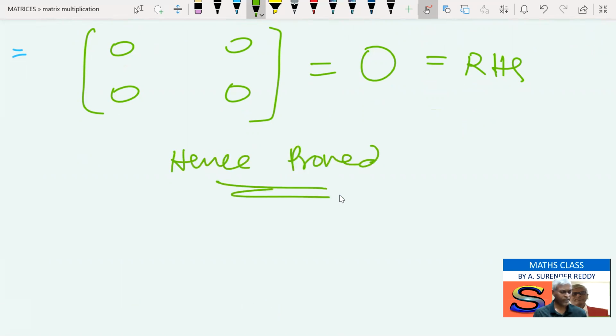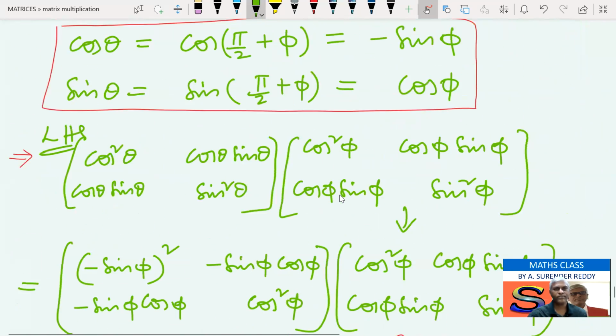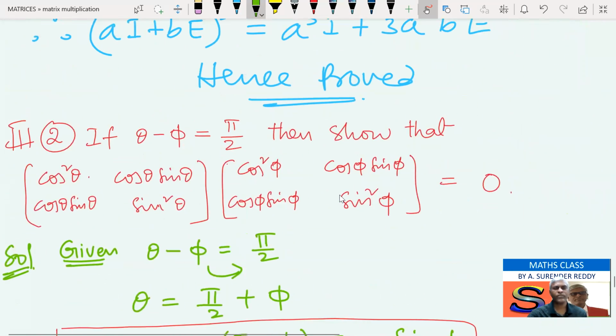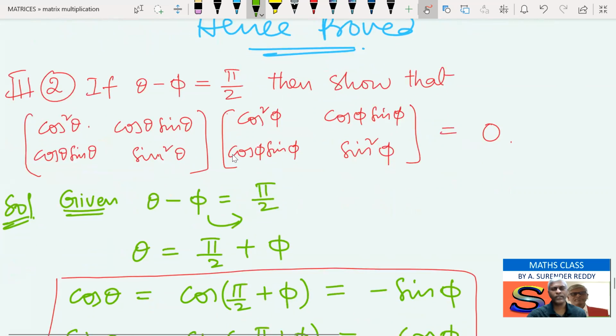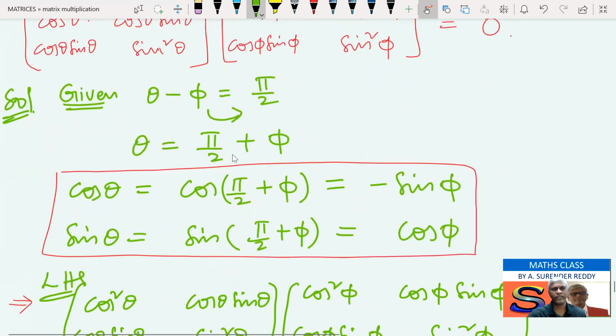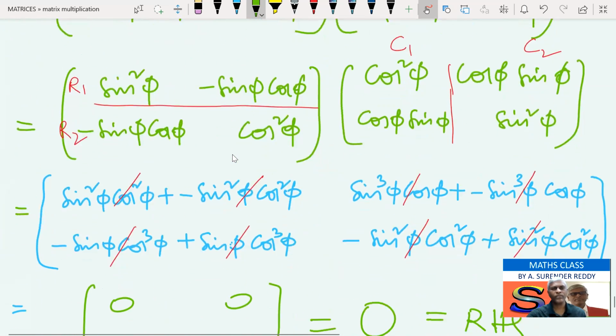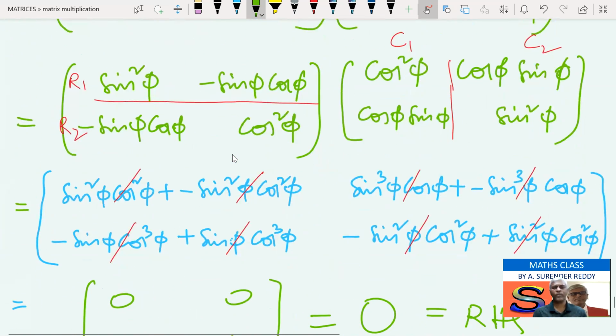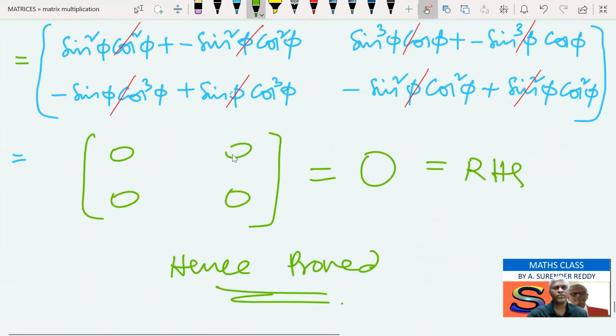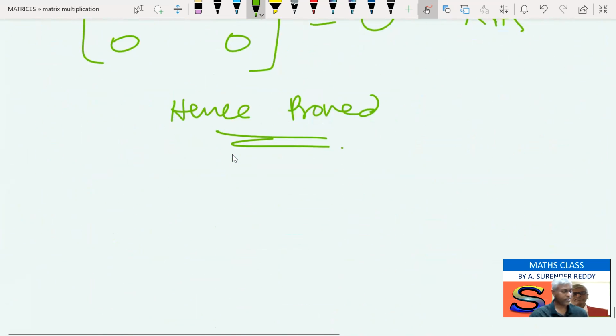So this is also a very important question in this exercise. We have to show that this is equal to 0 if theta minus pi is equal to pi by 2. Theta and pi are the angles, and pi by 2 is 90 degrees. So converting theta into pi, then multiplying as usual, you will get the null matrix.